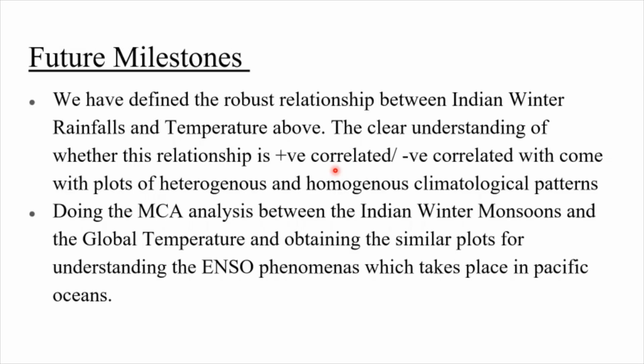So, future milestones. What are we going to do further on this project? For now we have defined the robust relationship between Indian winter rainfall and temperature. So now we will go on defining the relationship, the positive correlation and the negative correlation, with the help of plots of heterogeneous and homogeneous climatological patterns. Next, we will do MCA analysis on Indian winter monsoon and global temperature and obtain similar plots for understanding the ENSO phenomena which takes place in the Pacific Ocean.